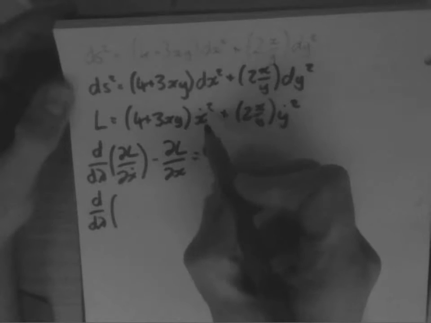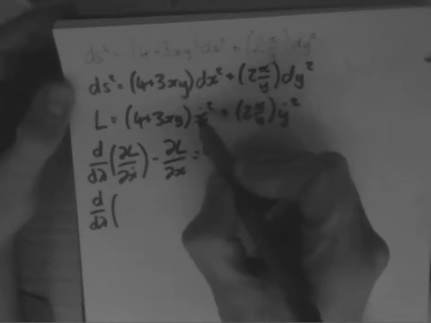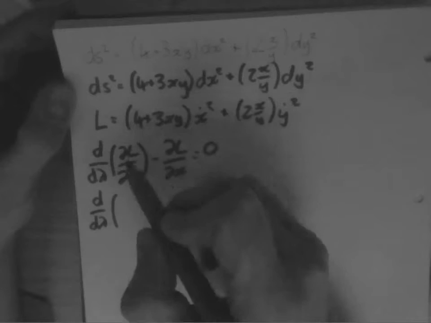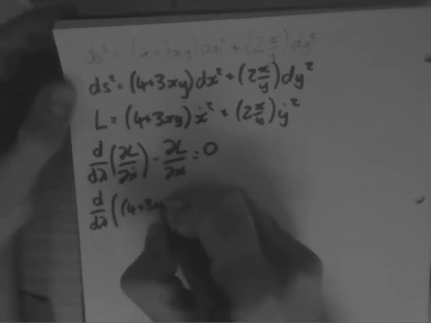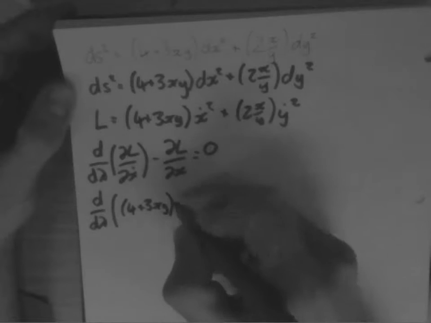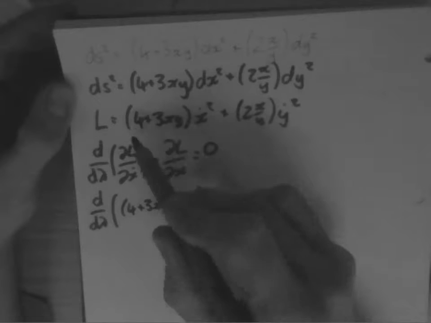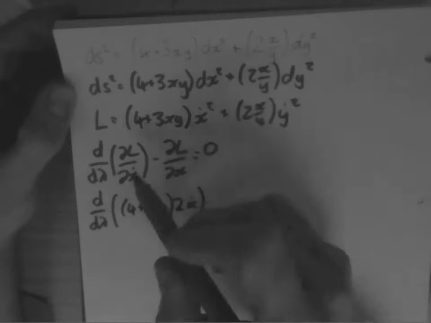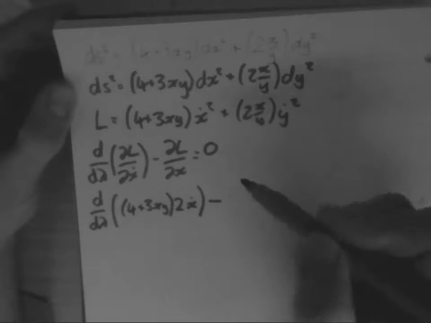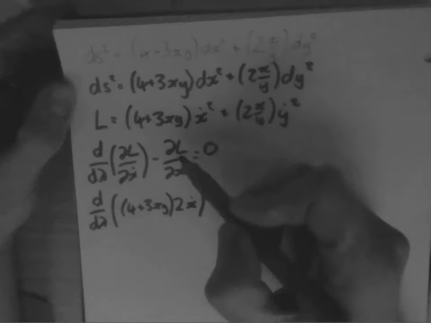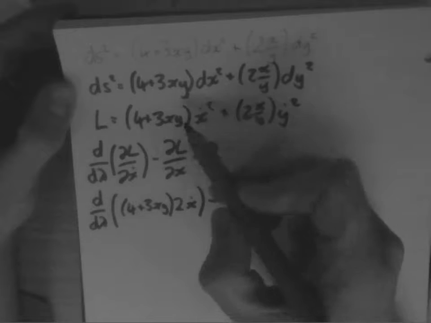Well, we can see here's the x dot, so differentiating this with respect to x dot, the x dot squared term will go to 2x dot. With this factor in front of it, it's going to be 4 plus 3xy times 2x dot. That's the derivative of this whole thing with respect to x dot. Minus dL with respect to x. I've made this a bit too complicated for myself, but we'll do it. Derivative of L with respect to x.